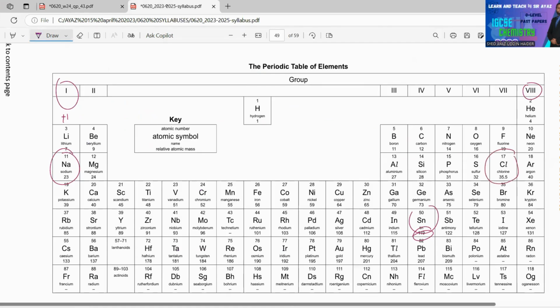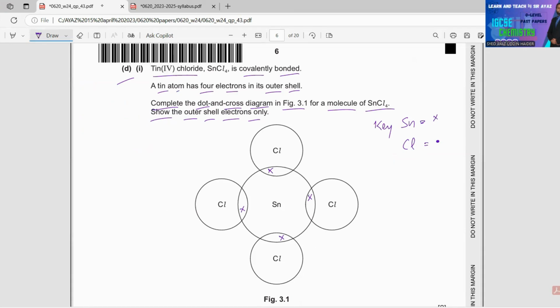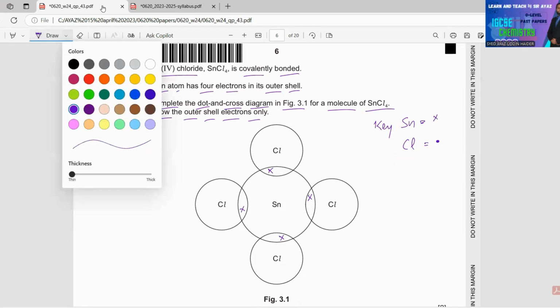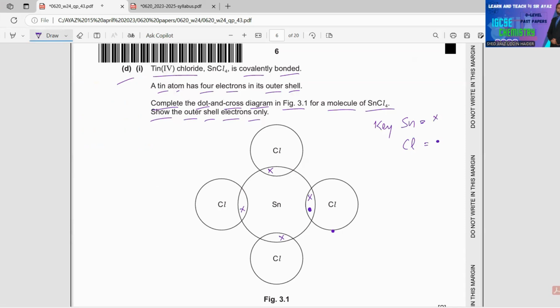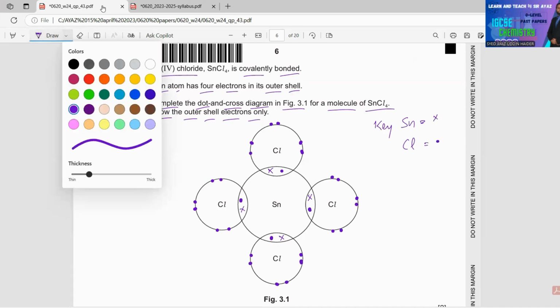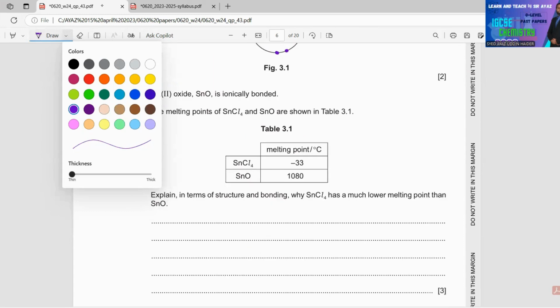Chlorine is in group 7, which means it must have 7 valence electrons. So I'm going to show the 7 valence electrons of each chlorine. 1, 2, 3, 4, 5, 6, 7. Now this one, 1 to 7. This chlorine, 1 to 7. Last one, 1 to 7. All done. This will be the final dot and cross diagram.